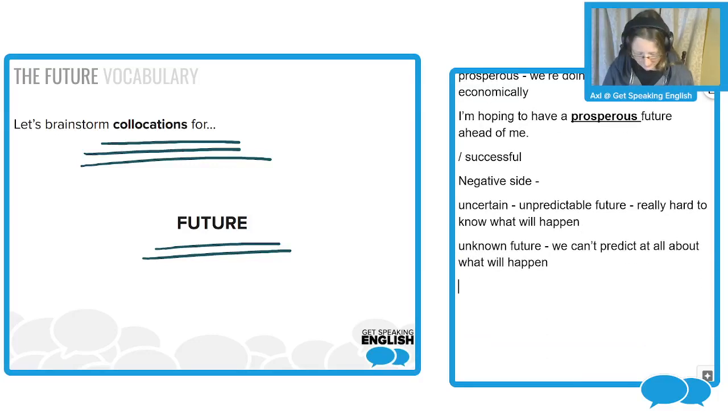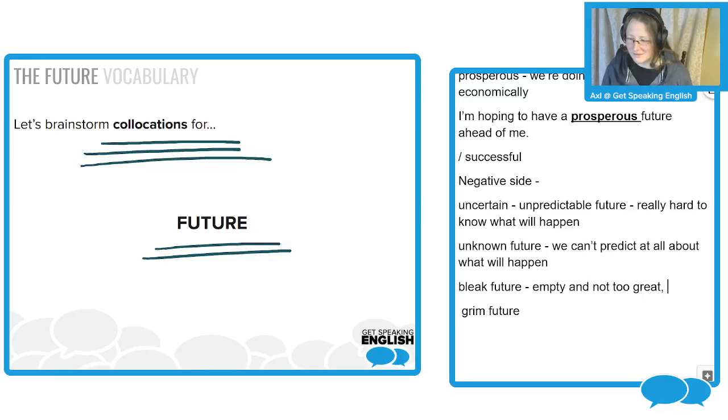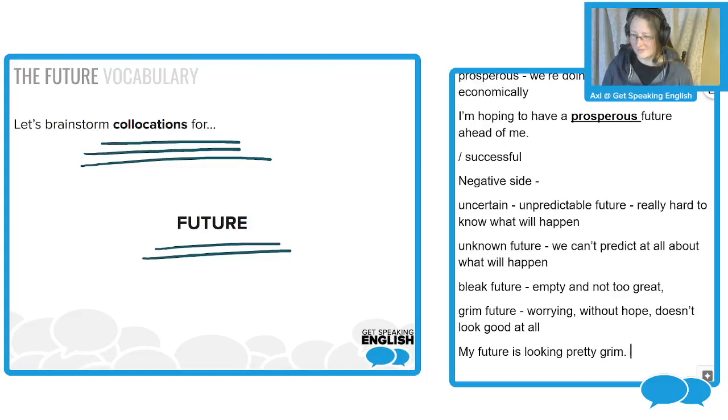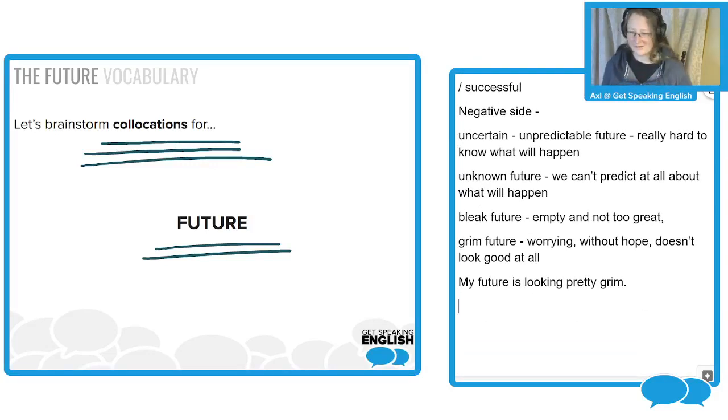And potentially also you might hear people talk about a bleak or a grim future. And these are kind of great adjectives. If something looks bleak, it seems rather empty and not too great. Yeah, not a lot going on there. And then grim is almost even a bit more extreme. So really worrying, without hope. Doesn't look good at all. You know, so my future is looking pretty grim, we might say. Yeah, so if it's not looking good, those are two ways that we can talk about it. Alright.